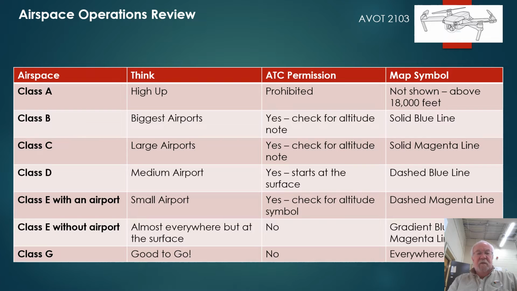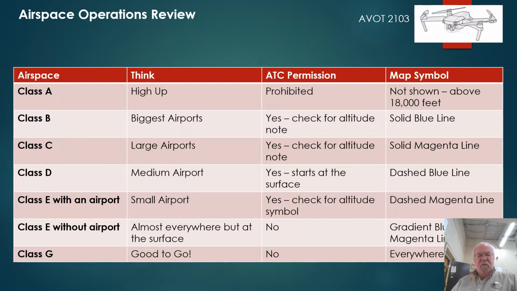This is another one here that would be handy to memorize or to make a picture. Of course, you won't be able to refer to your camera or your telephone during the exam, so that's something to think about as well. But Class B being the solid blue line marked around airports, so our marking controlled airspace. Class C being the solid magenta. Class D being the dashed blue line. Class E with an airport, that's from the surface, dashed magenta line. And Class E without an airport, those are the gradient blue or gradient magenta shaded lines.